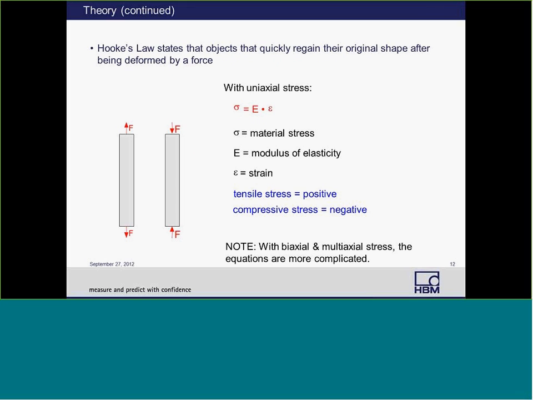Now, Hooke's law states that an object quickly regains its original shape after being deformed by a force. With uniaxial stress, our material stress is equal to the modulus of elasticity times the strain. So again, tensile stress is positive, compressive stress is negative. This is a very simple equation, but again, this is uniaxial stress. If we have biaxial and multiaxial stress, the equations are much more complicated.